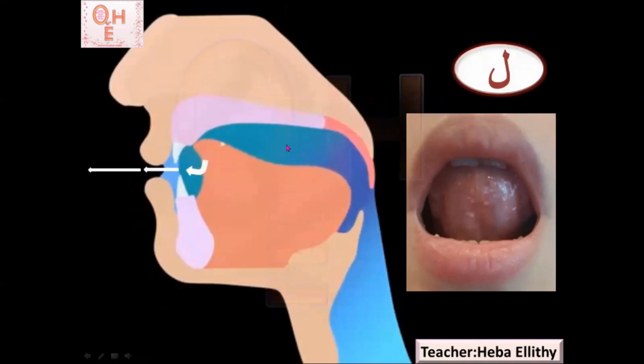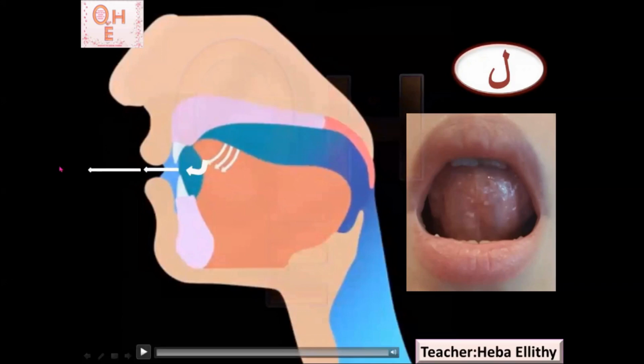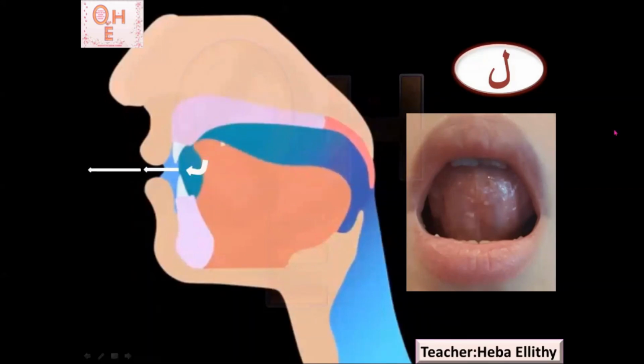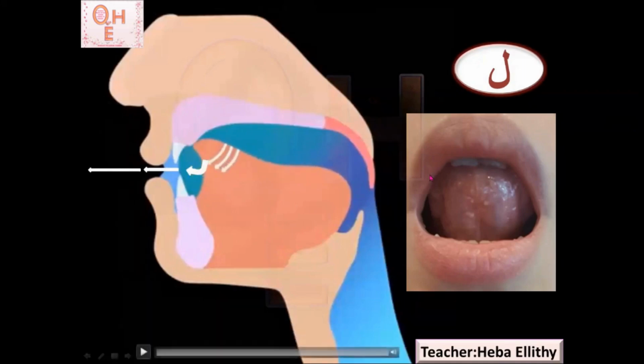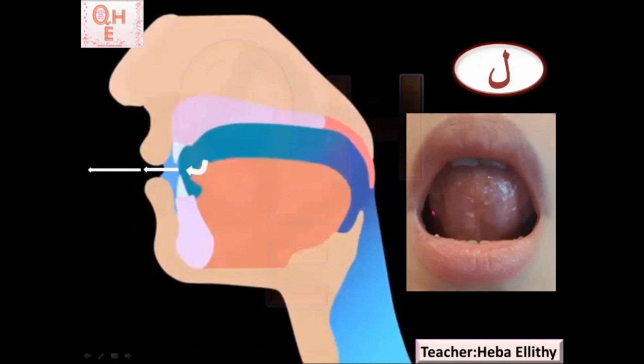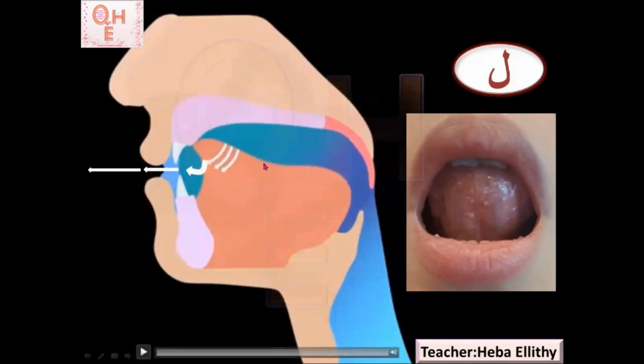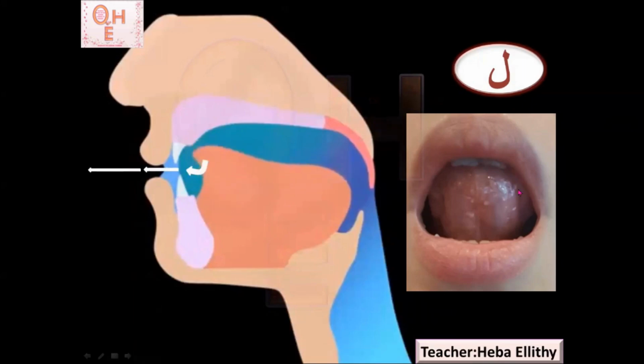tongue. Try. L, L, L. When this happens, what happens to the sound? The tongue is like a curve, like what you see right now. So the sound is coming from inside to outside and continues. It finds the tongue closing its way here. So it goes back and goes out from the two sides of the tongue and continues outside.